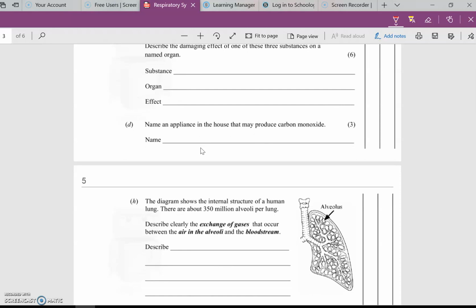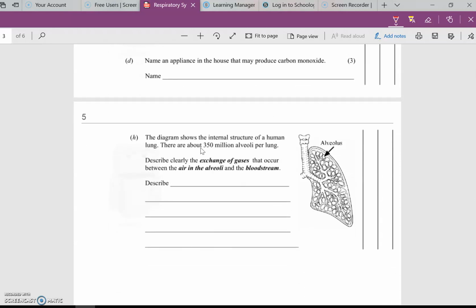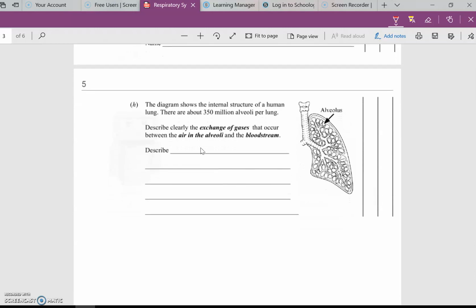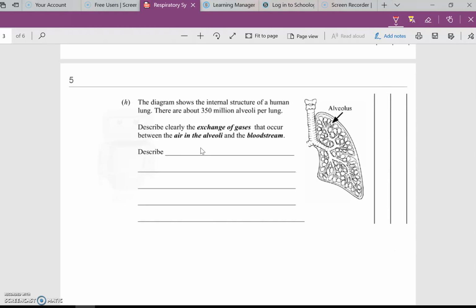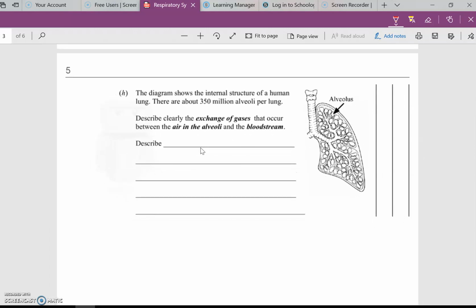Name an appliance in the house that may produce carbon monoxide. Any gas fires or open fires, that kind of stuff, would produce carbon monoxide. I imagine most of your houses would have carbon monoxide alarms in places where you'd have those kinds of open fires or gas fires. Question 5 then is very similar to the second part of question 1.